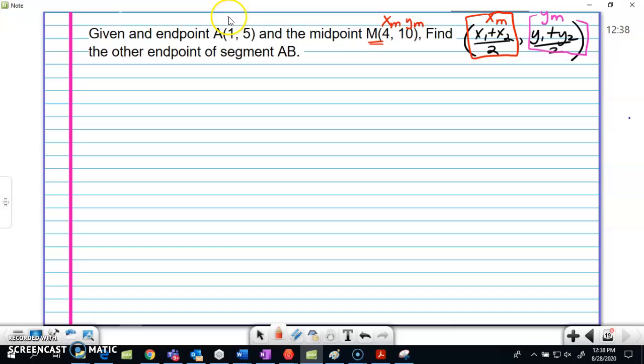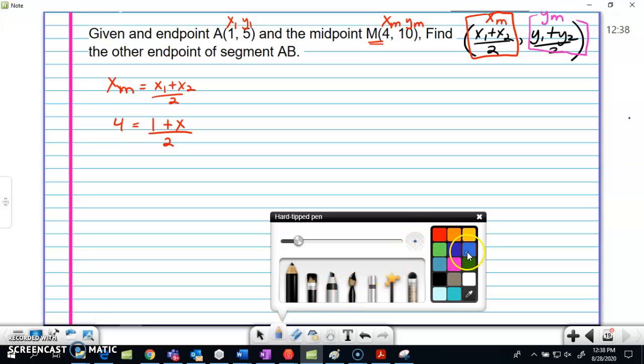This is the first endpoint, the one that I know. So this is x1, y1. And then we could just plug it into our formula. So if I look at the part that tells me x sub m is x1 plus x2 divided by 2. The x coordinate of the midpoint was 4. The x1 is 1, and we don't know what the other x coordinate is, so we just leave it x. And then we have that over 2.